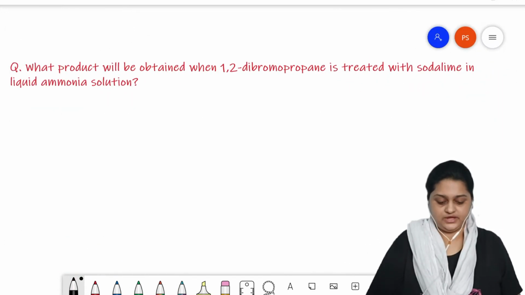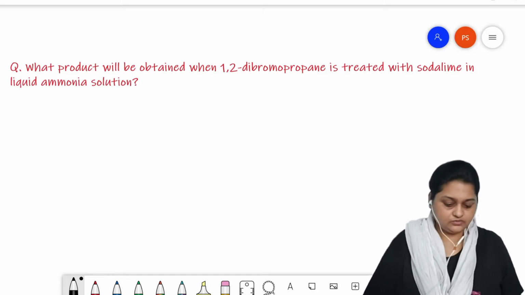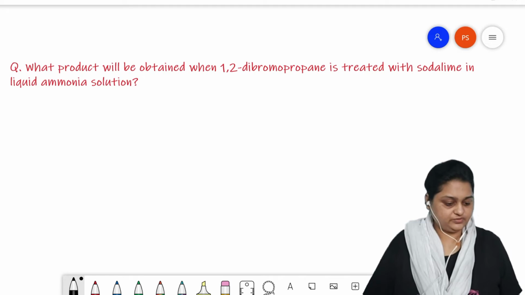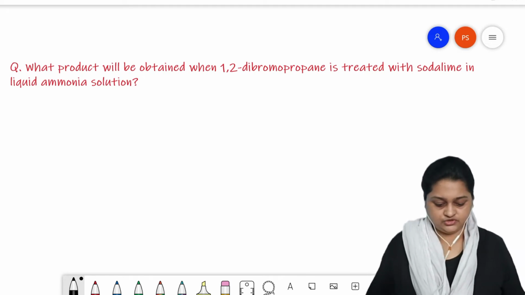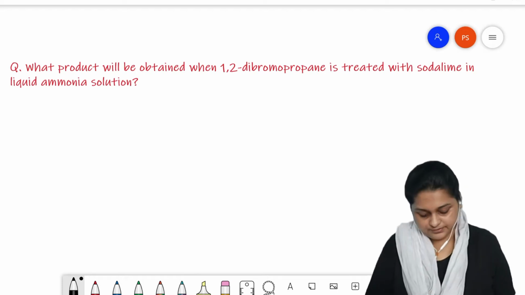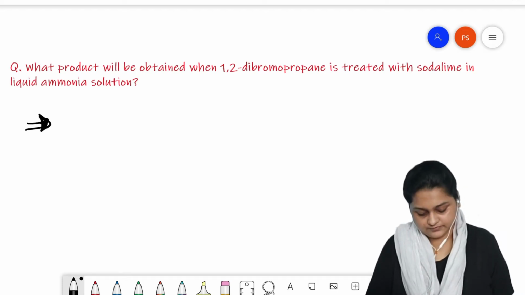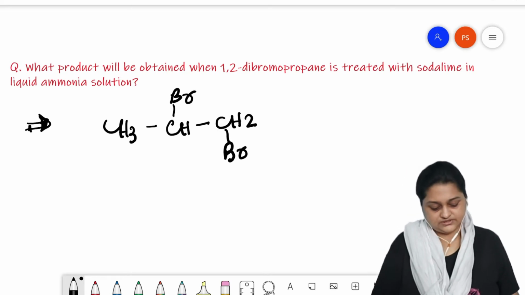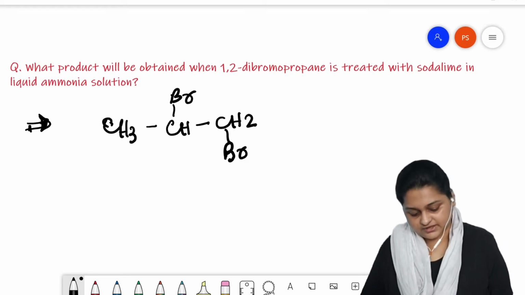What product will be obtained when 1,2-dibromopropane is treated with soda lime in liquid ammonia solution? Now 1,2-dibromopropane, the compound is this one, CH3 CH CH2 Br.